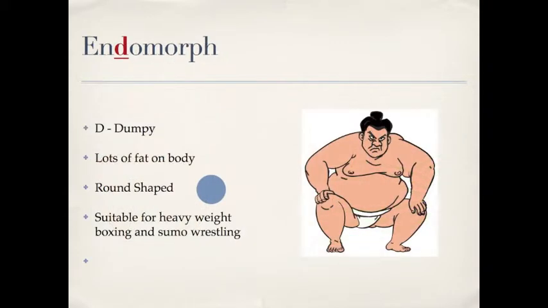An endomorph. The D in endomorph means dumpy. There's lots of fat on the body. They're a very round shape and they're suitable for heavyweight boxing, sumo wrestling and sometimes even a forward in rugby union, because they need their great body mass for extra power in those events.